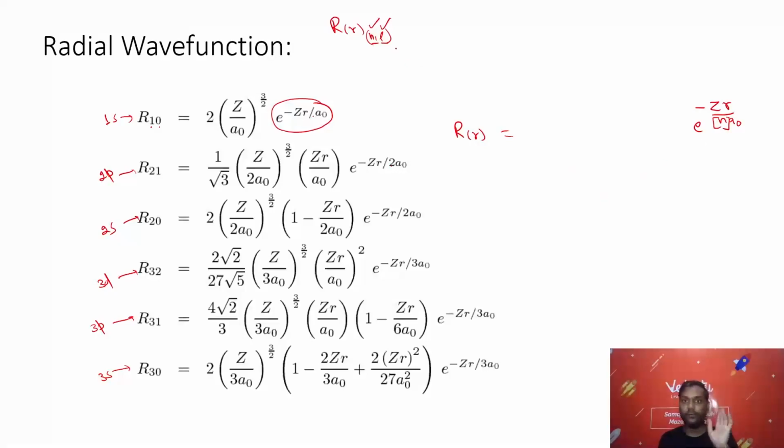Now l is remaining. How to get the l value from the given radial wave function? You notice that there is a constant term in all of these radial wave functions. The constants are different, but there is a constant term because Z is the atomic number, a constant value, and a naught is the Bohr radius, a constant value. So every wave function is multiplied with a constant K. Apart from that, you notice this is a quadratic equation, this is a linear equation, and this is a linear equation here also.